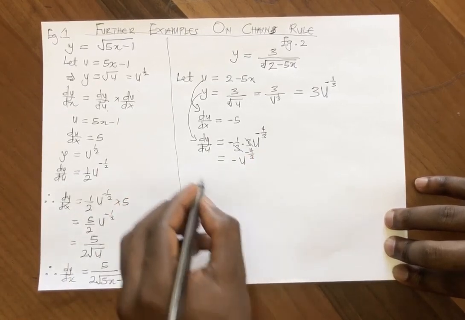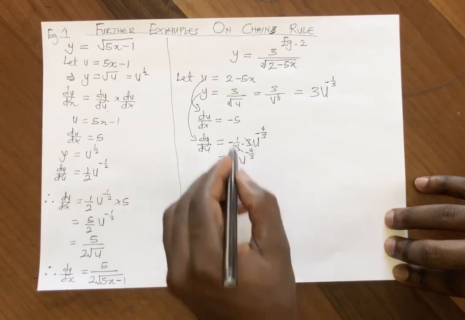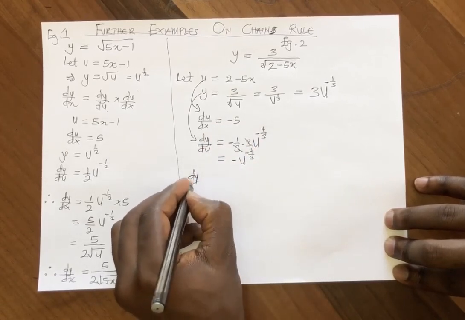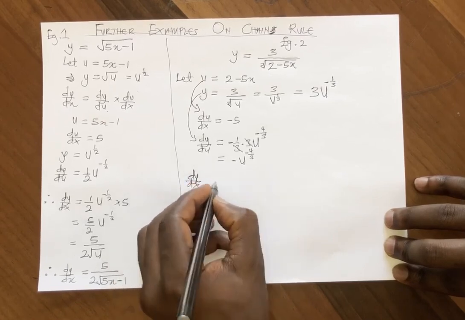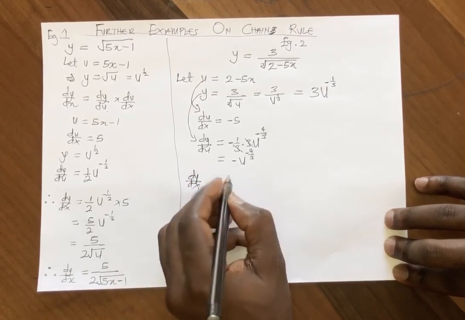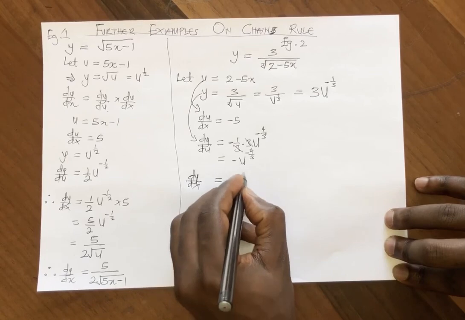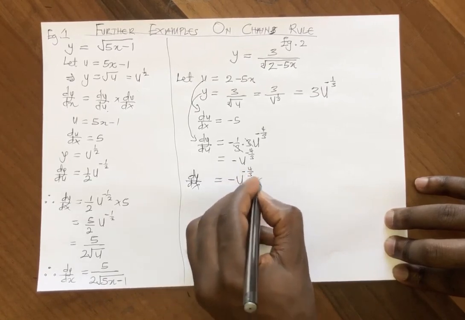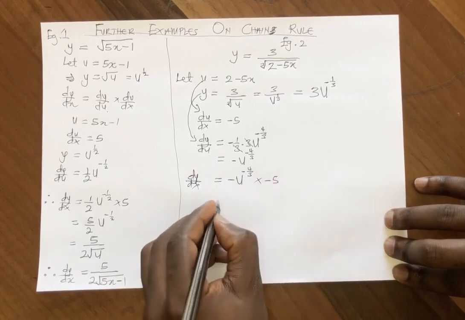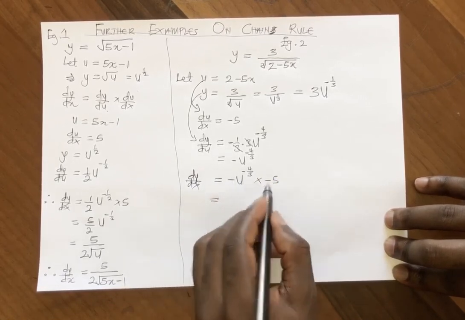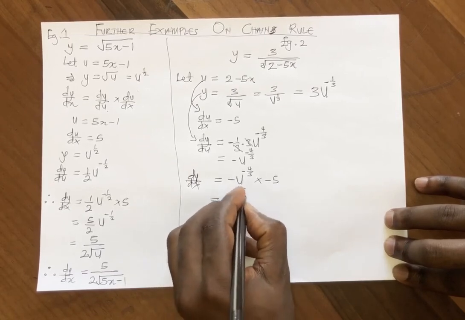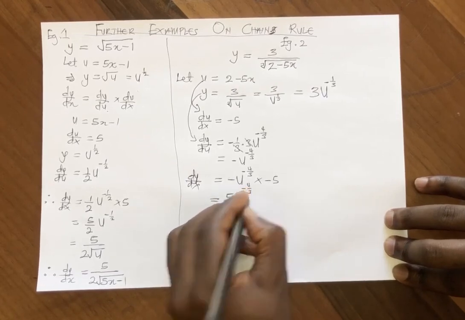So the chain rule says we should multiply the two differentials. So we have dy dx is equal to negative u raised to the power negative 4/3 times negative 5, okay? So negative times negative will give you positive. So we have 5 u raised to the power negative 4/3.